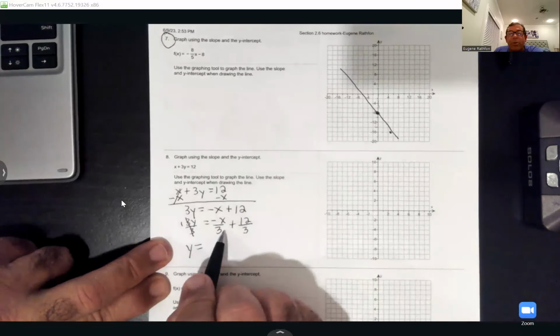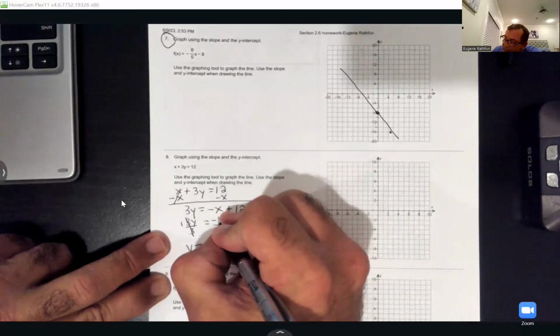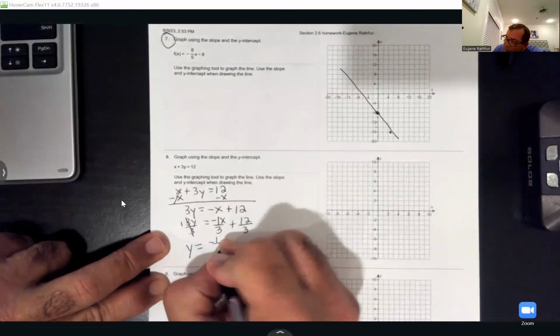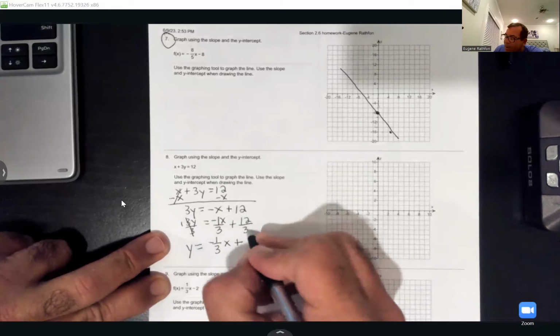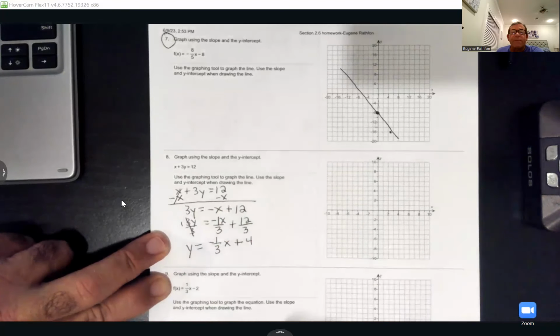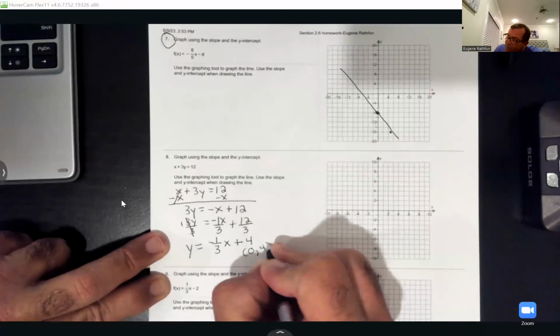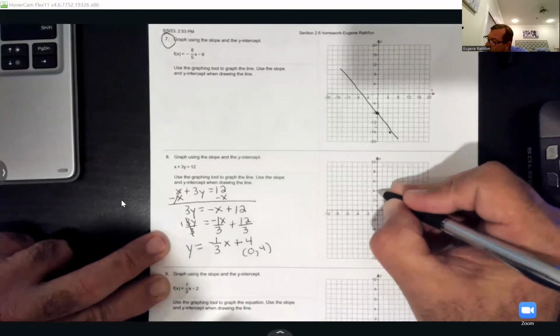Now, y'all, since the x doesn't have a number in front of it, treat it like a -1. So that's going to give you a -1/3 x plus 12 divided by 3 is 4. So notice our y-intercept is 0, 4. That's where we're going to start. So 1, 2, 3, 4.